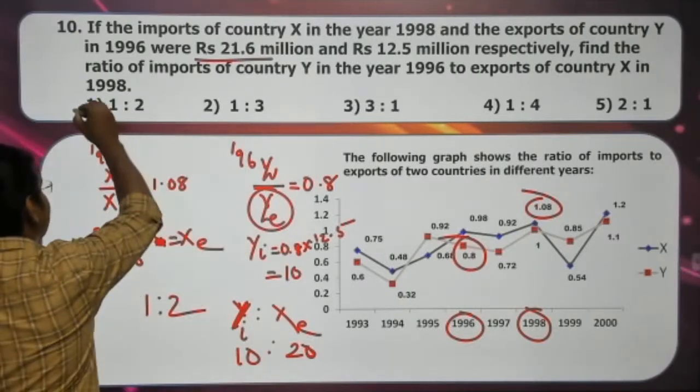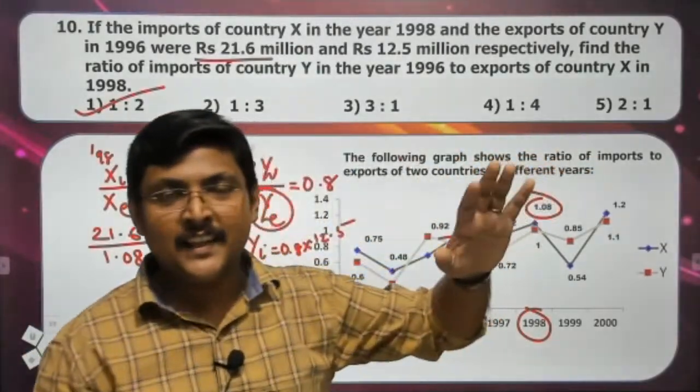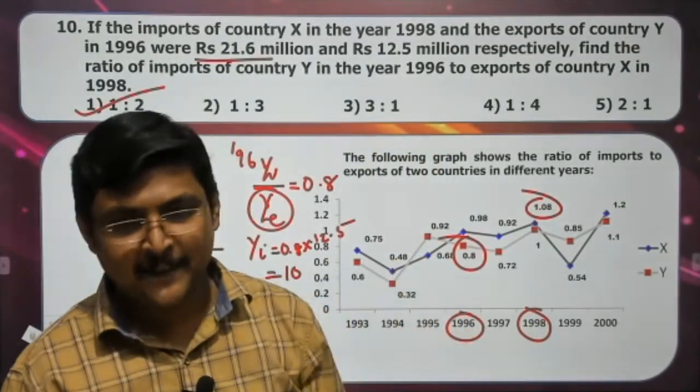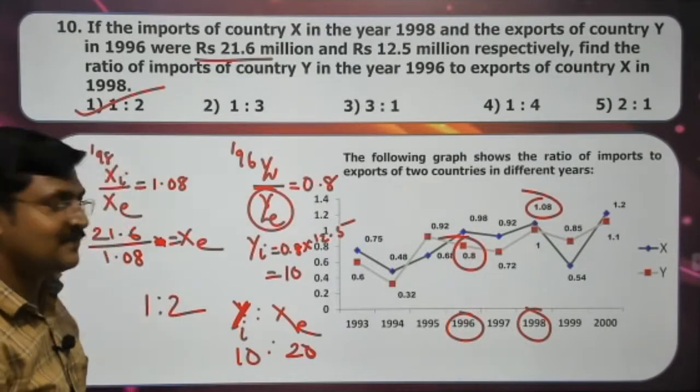So for this question the answer is option number 1, 1 is to 2. Never think that it is option number 5. Check it clearly, since it is asked to find Y is to X, not X is to Y. Okay, I hope it is clear. So 1 is to 2 answer.